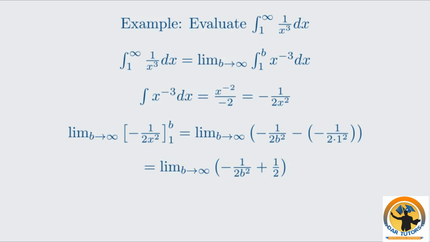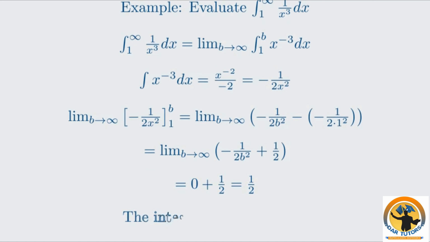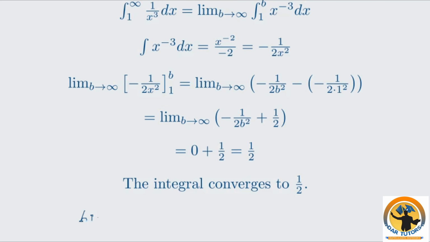Finally, we take the limit as b approaches infinity. As b gets infinitely large, 2b squared also gets infinitely large. Therefore, 1 over 2b squared approaches 0. The limit is 0 plus 1/2, which equals 1/2. Since the limit is a finite number, 1/2, we say the integral converges to 1/2. This means the area under the curve y equals 1 over x cubed from 1 to infinity is exactly 1/2.